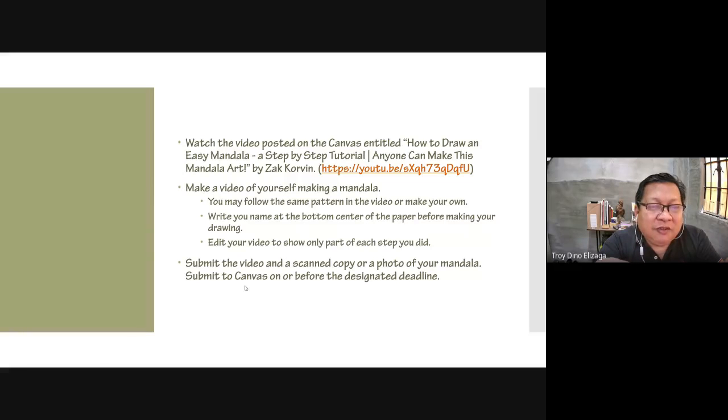And then you can edit your video to show only parts of each step as you did. You don't have to show everything, so you can make the video short. For example, when you make a few circles, that's it. If you're going to make 8 of those, you show how you did maybe 2 or 3, and then cut the video and go to the next step when you have to make several of another set of circles, etc.